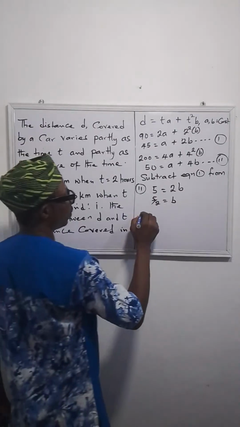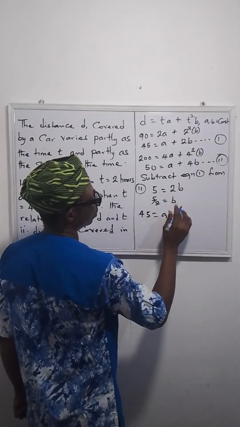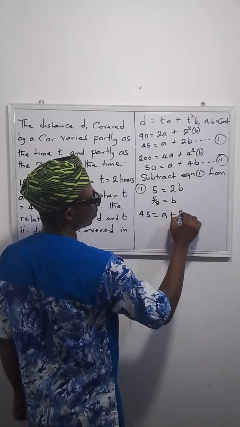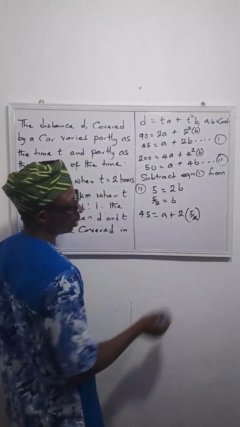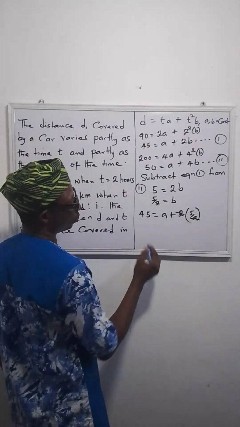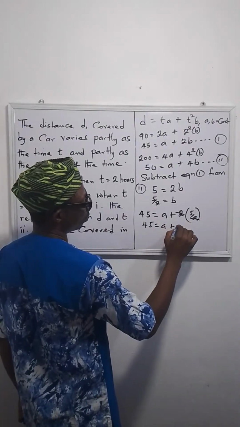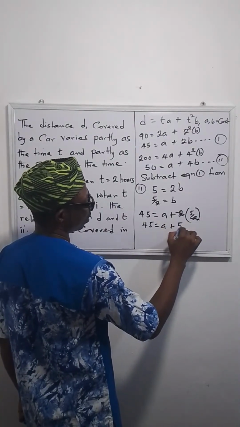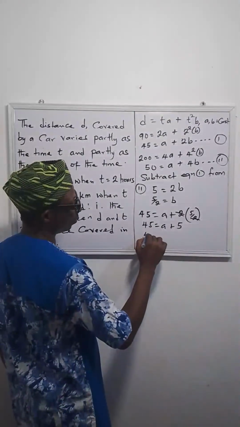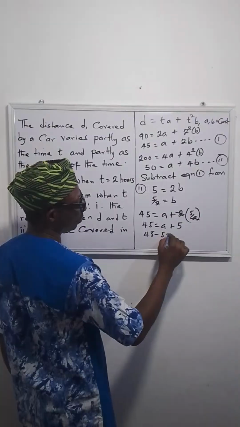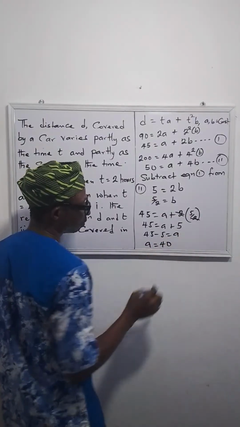So from 1 now we have 45 equals to a plus 2 times b. b is 5 over 2. Okay, so these two cancel these two. So we have 45 equals to a plus 5. Now we can subtract 5 from both sides. So we have 45 minus 5 equals to a. So a equals to 40.